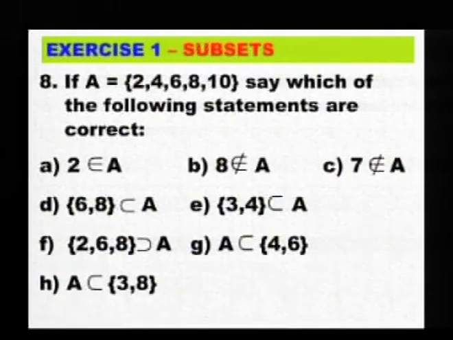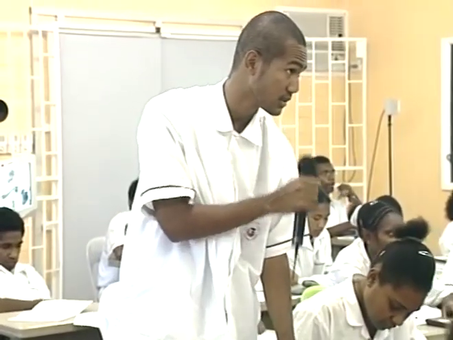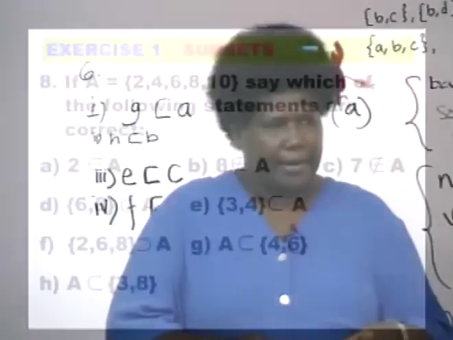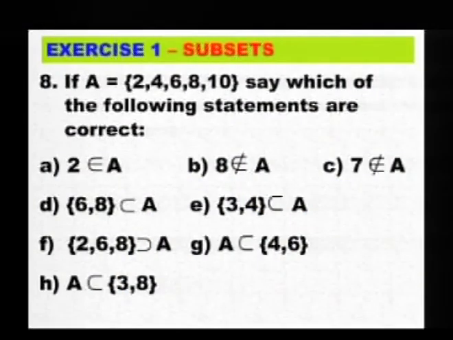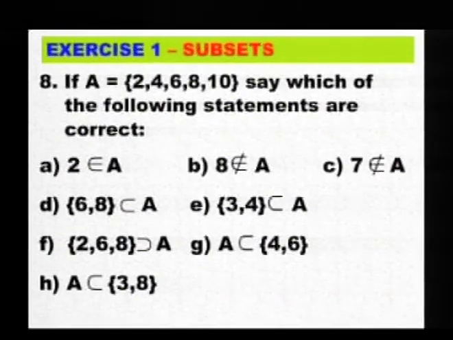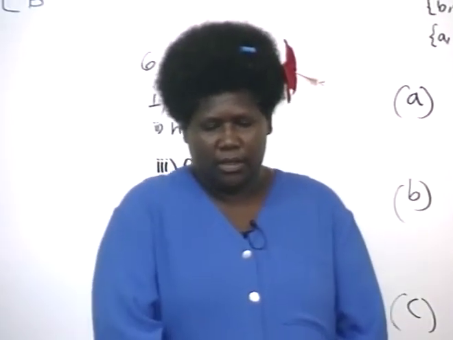Okay, D, Kila. D is correct because 6 and 8 is a subset of set A. Good, 6 and 8 are subsets of set A. Gabriel Narara, letter E. It's incorrect because 3 is not in the set. All right, the statement is incorrect because 3 is not in the set A.